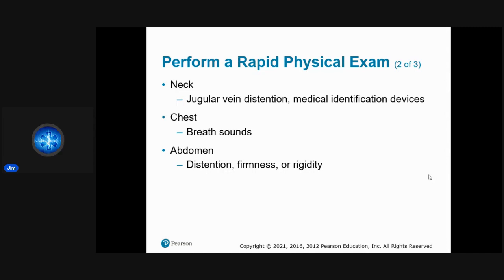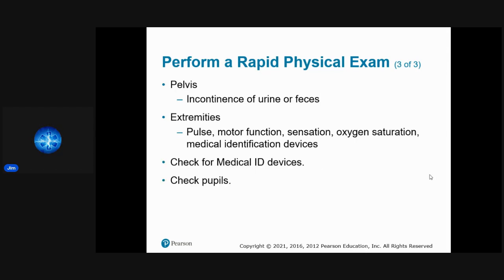Chest, we're listening to breath sounds to make sure they are breathing. Are they adequate breath sounds, or are they wheezing, among others? The abdomen, we're looking for distension, firmness, or rigidity, which are all signs of internal bleeding. Pelvis, we're looking for incontinence of urine or feces. So did they pee themselves, or did they poop themselves? Which could be a sign of a seizure, right? Or other causes, but especially a seizure.